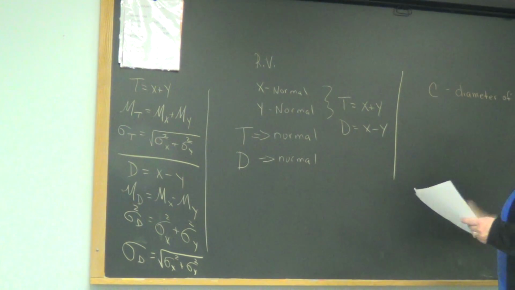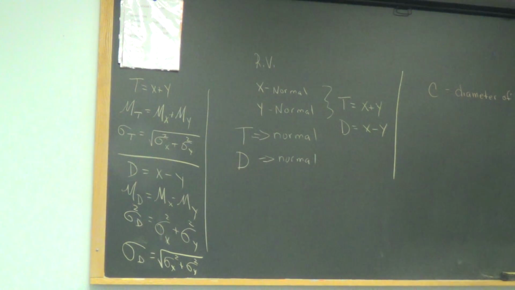So I'm defining C as the diameter of the cup. And the mean of C is 3.96 inches. And the standard deviation of this random variable is 0.01. All right, so got it? 3.96.